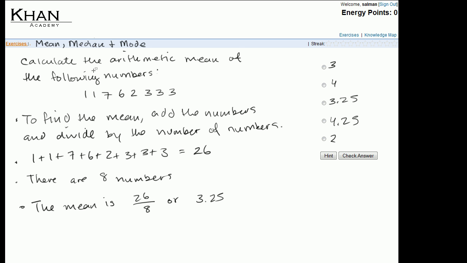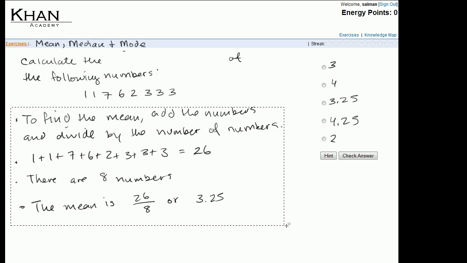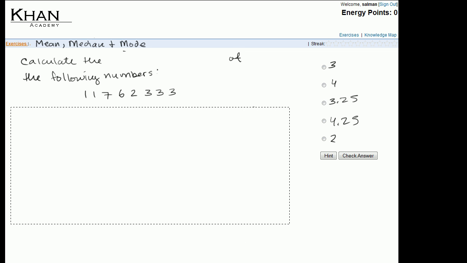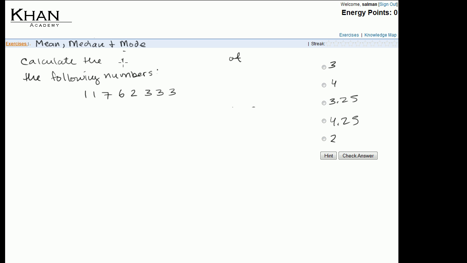Now, we could also have calculate the median. So let me just clear that. And so we might also ask them, calculate the median of the following numbers. And there, the first hint is, let's order the numbers. Order the numbers, giving, when you order it, 1, 1, 2, 3, 3, 3, 6, 7.